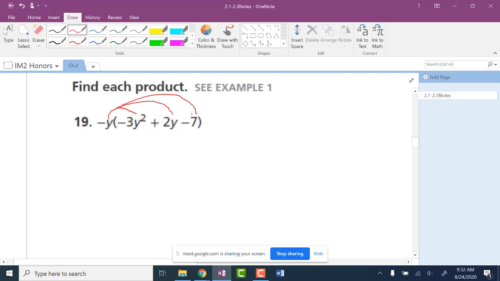Boom, boom, boom. And then when you distribute, negative times a negative is a positive. Then that's when you start moving those exponents up. Y squared is y times y, times another y, is 3 y's multiplied together, which means it's y to the third. Okay, simple enough. And then this is minus 2y squared, and then plus 7y. So when you multiply, this is the answer.